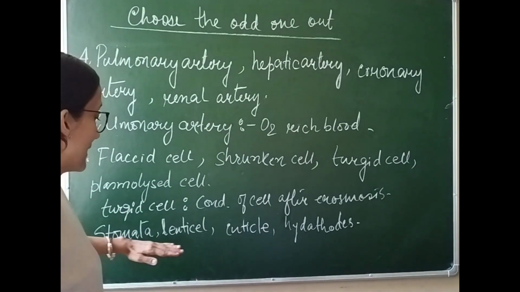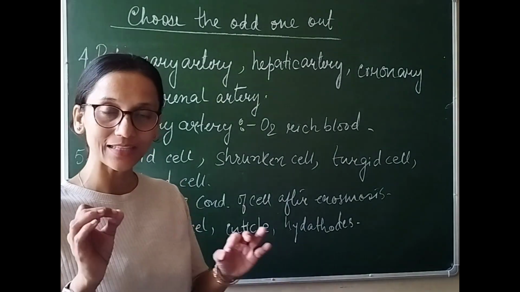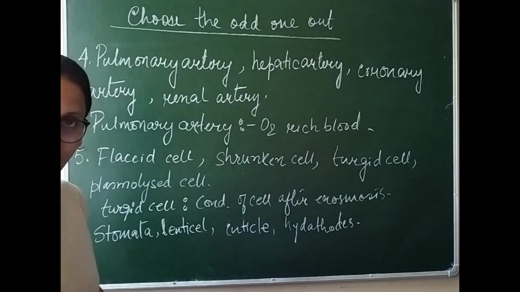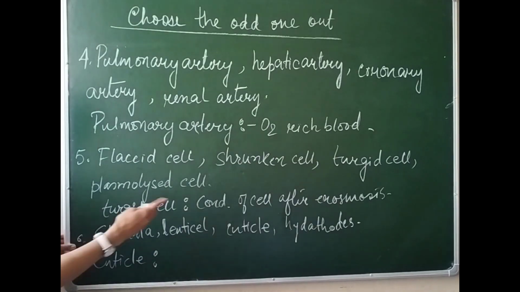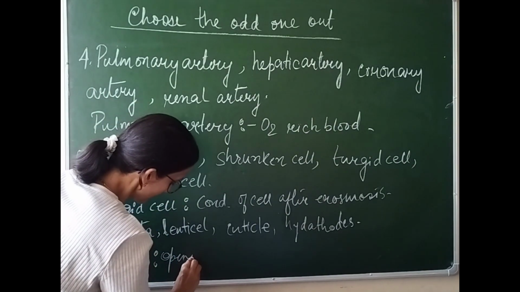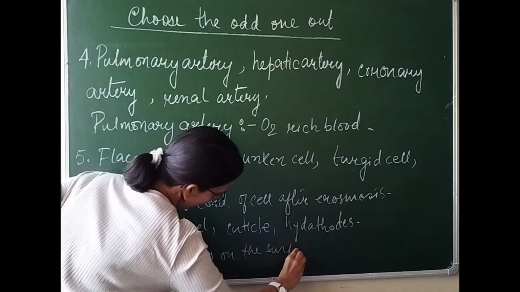Next question: stomata, lenticel, cuticle, hydathodes. In this, stomata, lenticel and hydathodes, these are openings, whereas cuticle is a waxy covering. So the odd one out here is cuticle, and other 3 are openings on the surface of plants.